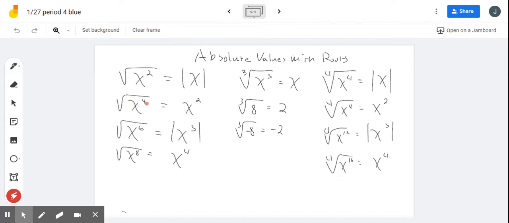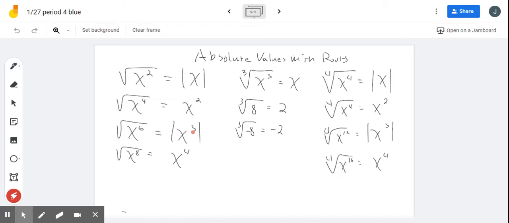Now when we take the square root of x to the fourth, the square root of x to the fourth is x squared. We don't need absolute values here because anything raised to an even power is automatically positive. Square root of x to the sixth would be x to the third, because we take the exponent and divide it by the index, which would be 2. 6 divided by 2 is x to the third.